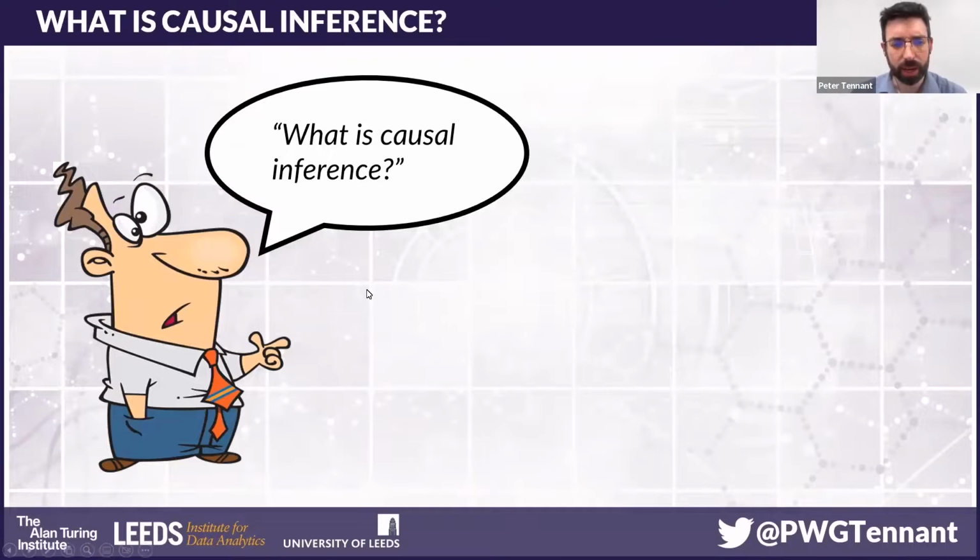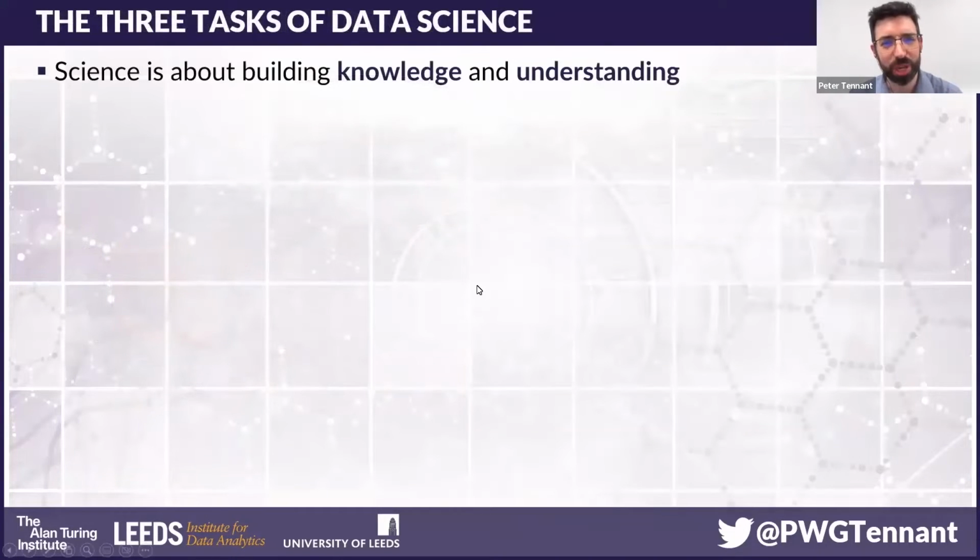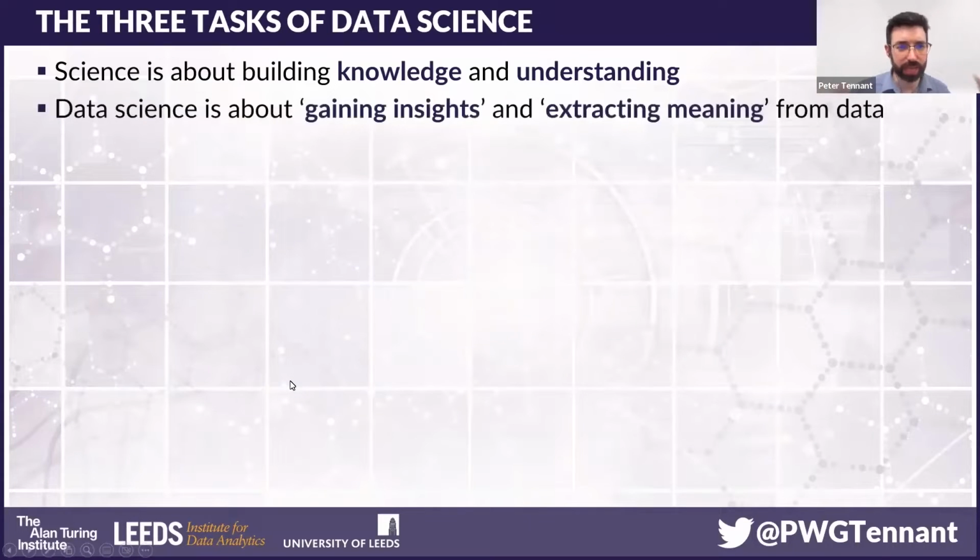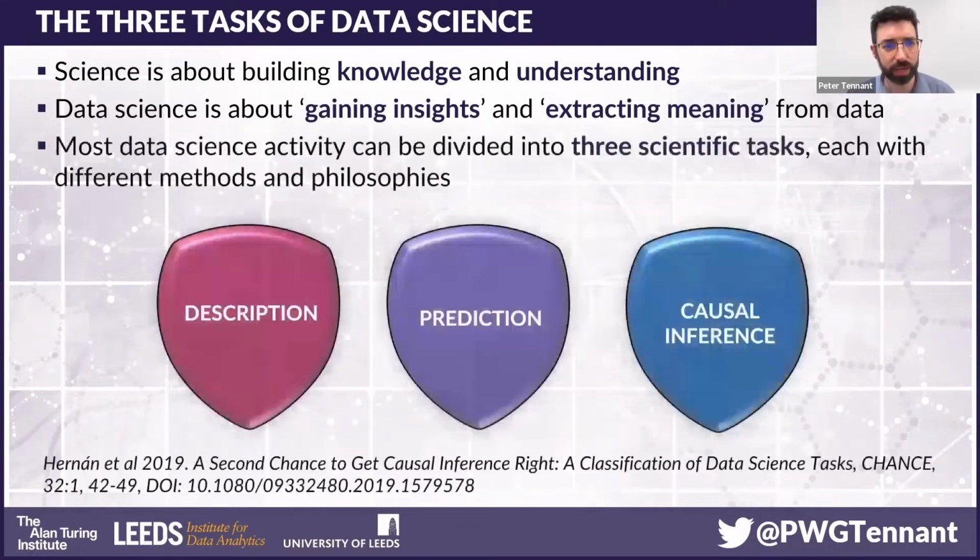And again, even focusing now scientifically, this is still not an easy question to answer without first saying what it's not. So I tend to go back to what is data science? What is the larger framework in which causal inference takes place? And that starts with what is science? Well, science is about building knowledge and understanding. And therefore, data science is about gaining insights and extracting meaning from data.